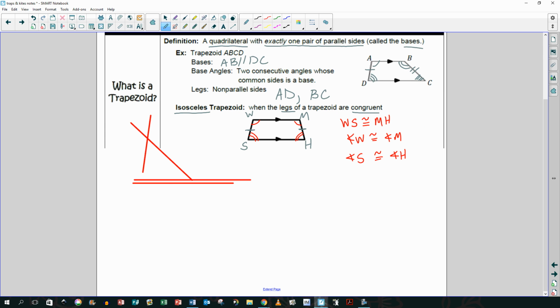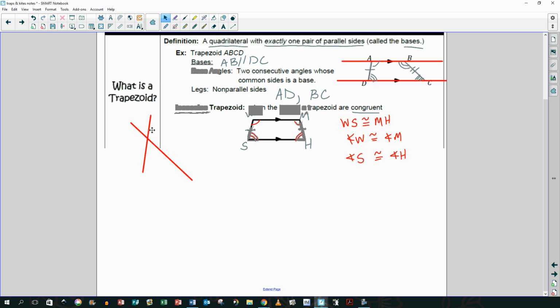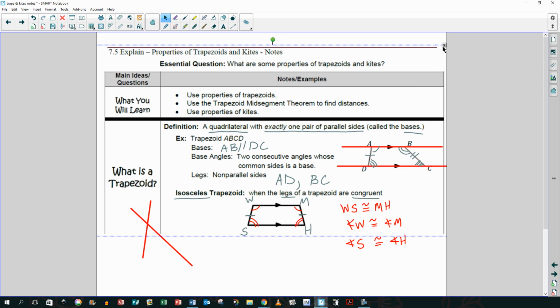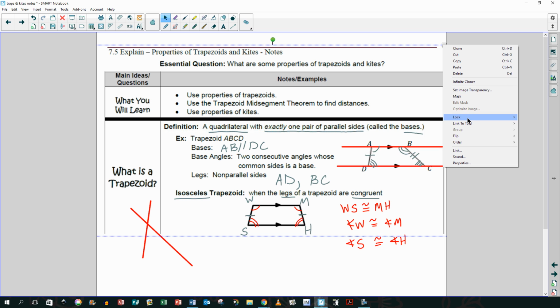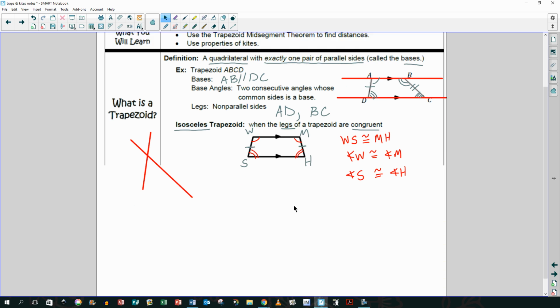All right, now the fun part. Since I have parallel sides, this is what I did: I extended the sides. I said, okay, DC is parallel to AB, and I extended the sides because of what's going to happen here. I need to lock it so it doesn't move. All right. We'll solve that problem.